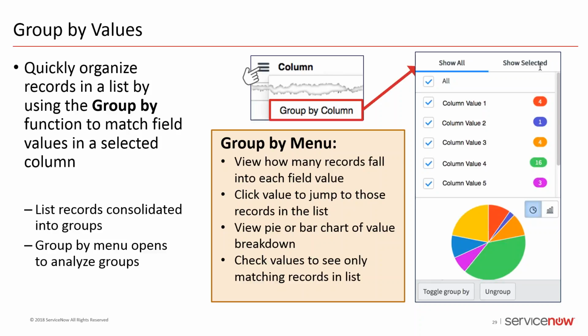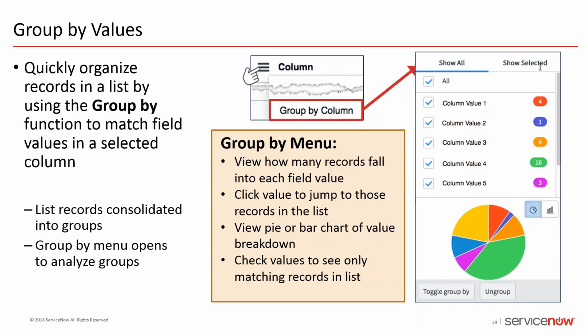After grouping by column values, you see the records in your list are now grouped together based on matching values. This is why you would want to group by a column with a smaller number of possible values, such as priority or task type, as opposed to a column with many unique values, such as number or short description. You also see the group by menu to the left of your list, which you can also toggle on and off.